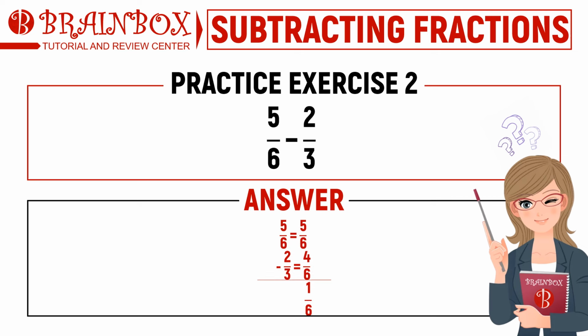Time is up. The correct answer is 1/6. Since we are given dissimilar fractions, we have to get first the least common denominator. Since the denominators are 3 and 6, the LCD is 6. After this, we can now proceed to subtracting the numerators. Final answer will be 1/6.